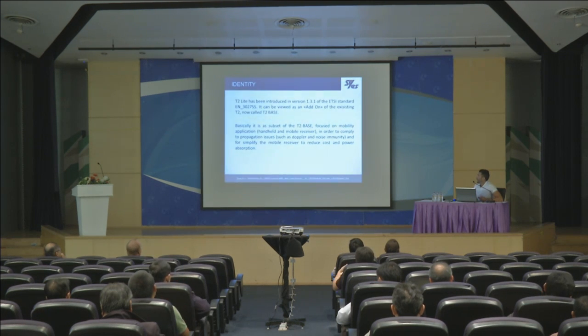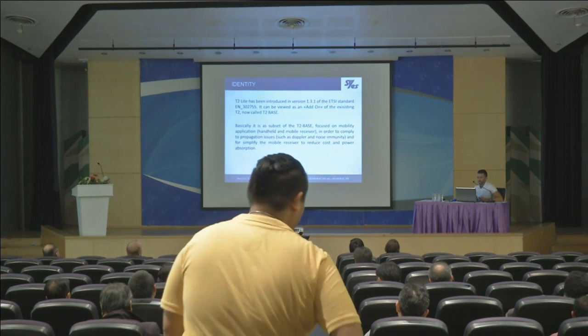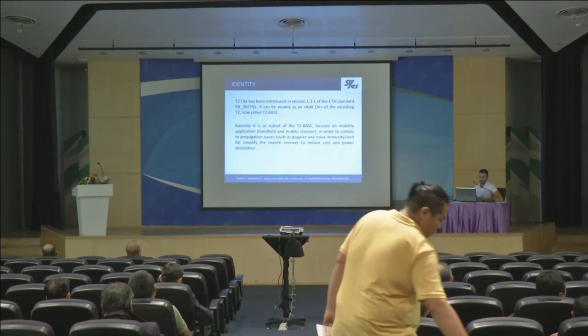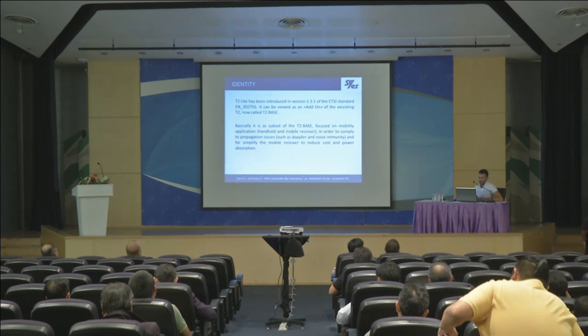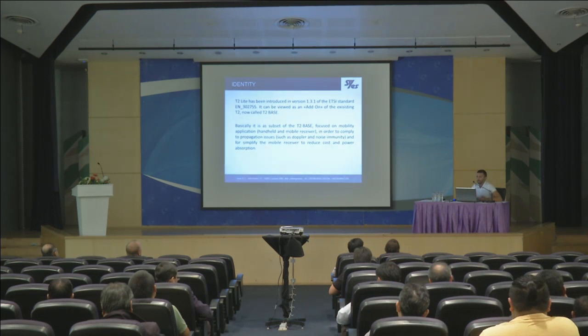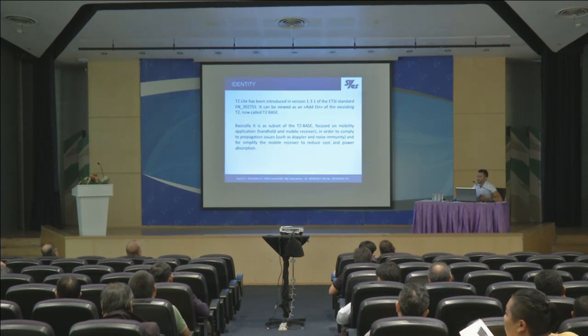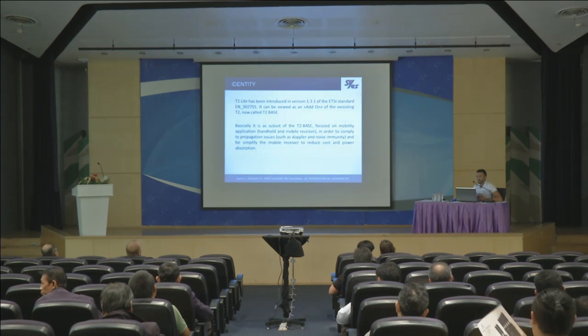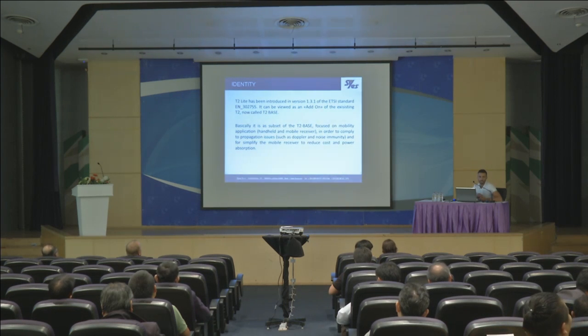T2 Lite has been introduced in version 1.3.1 of the ETSI standard, and it can be viewed as an add-on of the existing T2 that is now called the T2 base. Basically, T2 Lite is a subset of the T2 base, which is focused mainly on mobility applications, such as, for example, handheld and mobile receivers.